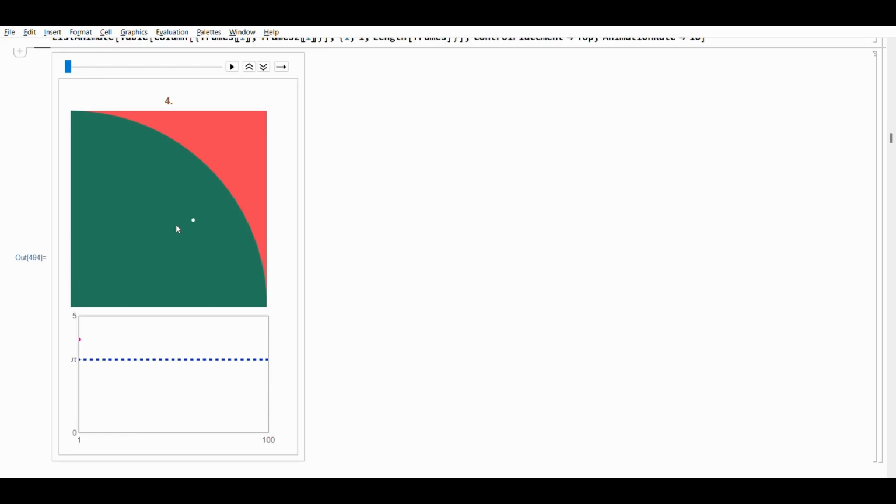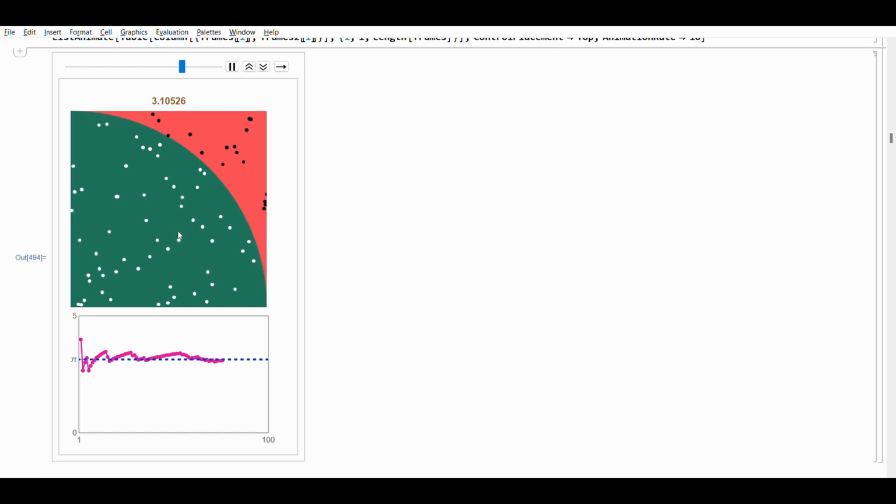So here you see I have just one point, and this point is inside this green region. So the number of points inside the green region is 1, and the total number of points is also 1. So 1 over 1, this ratio is 1, and this times 4 is equal to 4, which is the approximation of pi in this particular case. Now if I keep on adding more and more points, you see that I will become closer and closer to pi. See, more points are coming. These white points are inside the green region. These black points are in the red region. And once I take the ratio, I have plotted it in the plot below.